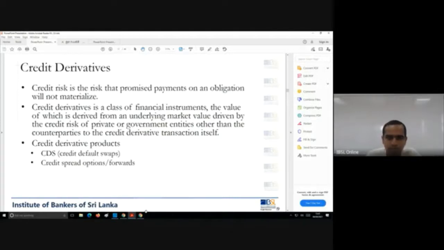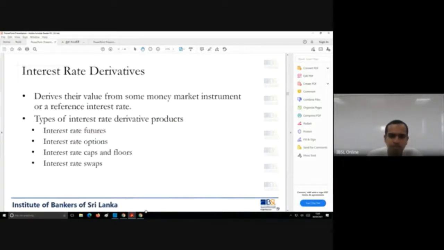Credit risk is the risk that promised payments on an obligation will not materialize. Credit derivatives are a class of financial instruments, the value of which is derived from an underlying market value driven by the credit risk of private or government entities other than the counterparties to the credit derivative transaction itself. These are the products. Then interest rate derivatives derive value from some money market instruments or reference interest rates, and so the underlying in this case is an interest rate.